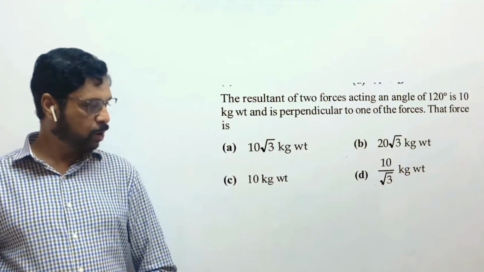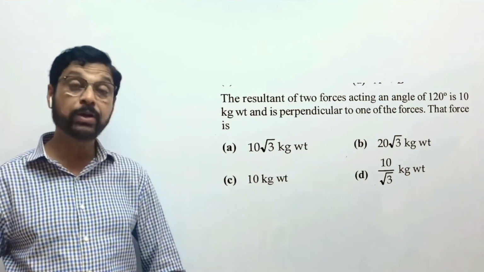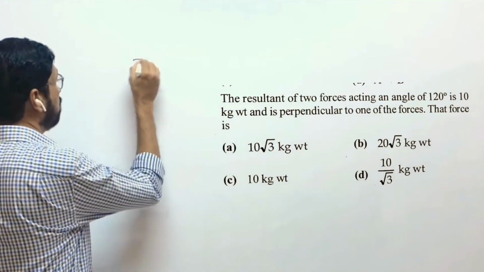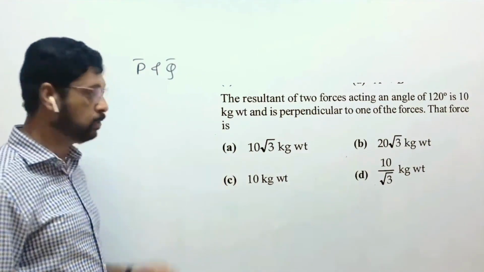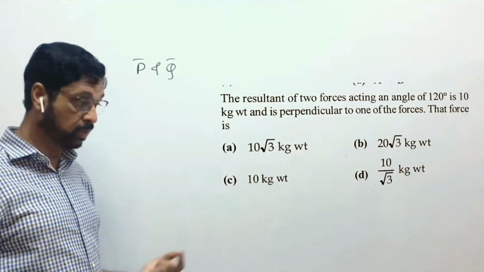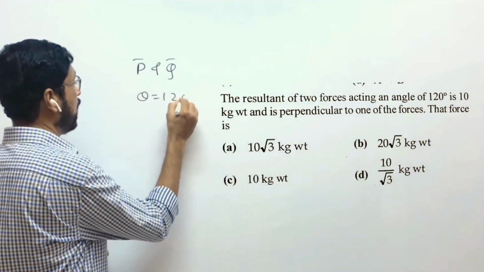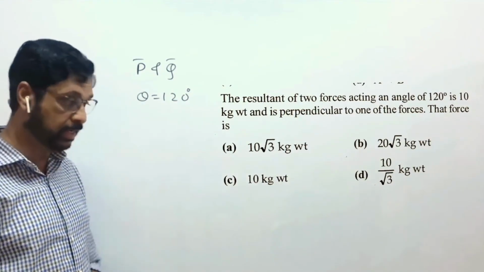Let us continue the numericals that we were solving yesterday. The resultant of two forces acting at an angle of 120 degree. There are two forces. Suppose they are P and Q. You can give any name. Two forces are, suppose, P and Q, acting at 120 degree, which means the angle between them, theta, is 120 degree.